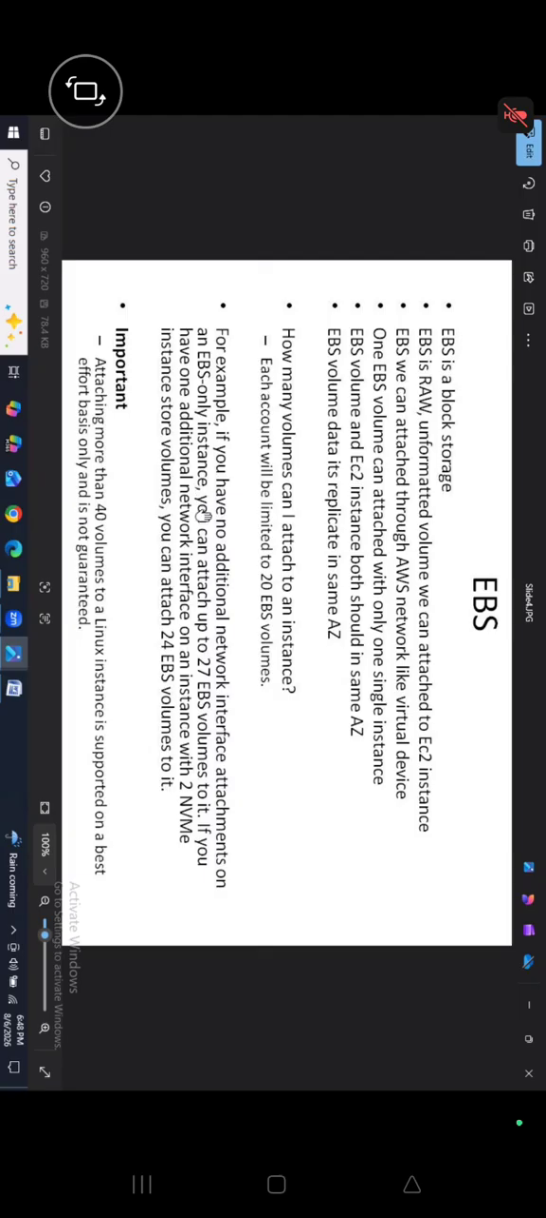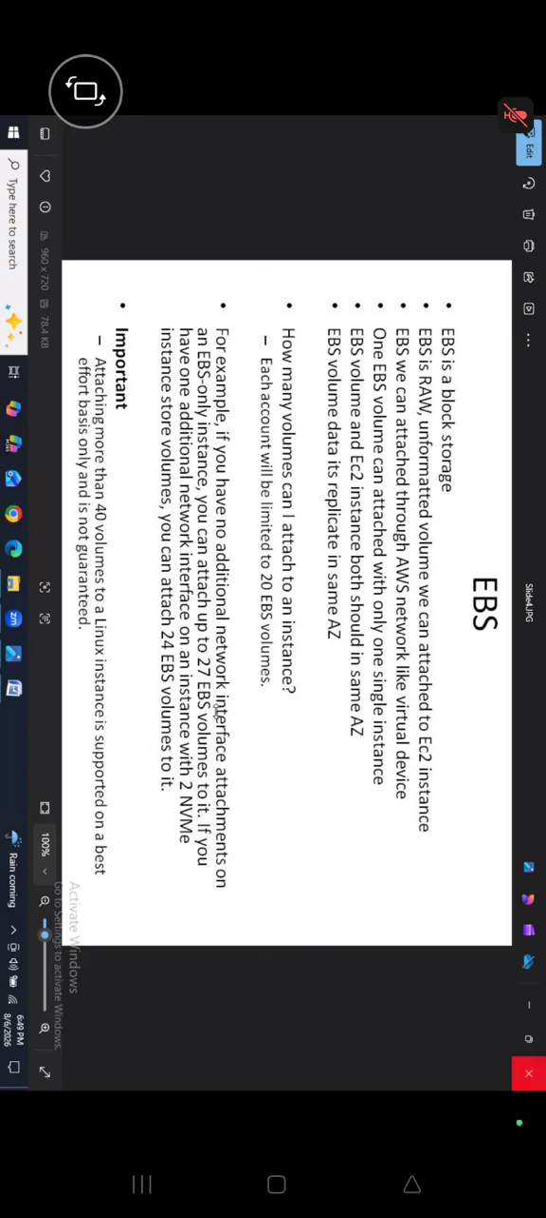For example, if we have no additional network interface, what is a network interface? Yes, guys, what is a network interface? Tell me. Amrita, what is a network interface? I have given very clear information about networking, right? NIC, network interface card.